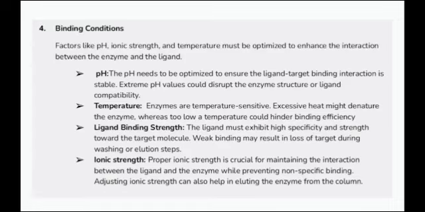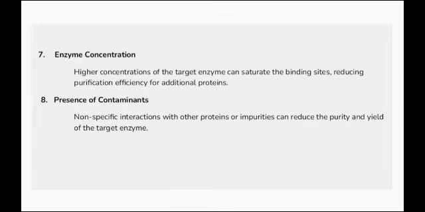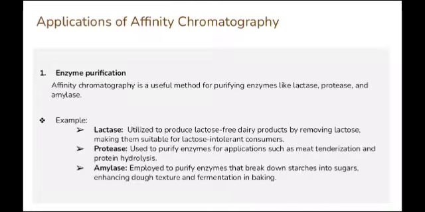For example, enzymes may lose activity if the pH is too extreme or if the temperature is too high. The flow rate of the mobile phase should be balanced, slow enough to allow interaction, but fast enough for practical use. Enzyme concentration is important. If the concentration is too high, the binding sites may become saturated, reducing efficiency. Contaminants can interfere with binding, leading to lower purity and yield. Once these factors are optimized, affinity chromatography can be very effective. Now, let us explore how this technique is applied in the food industry.